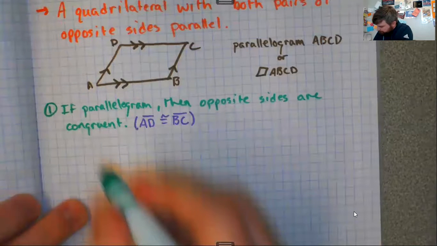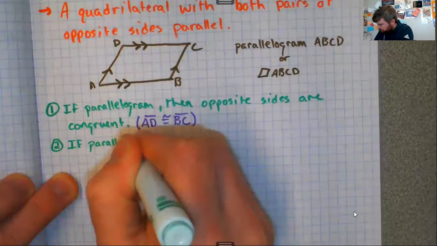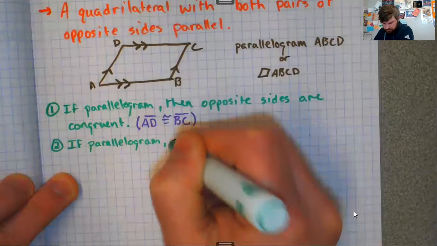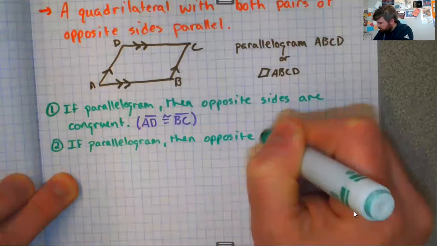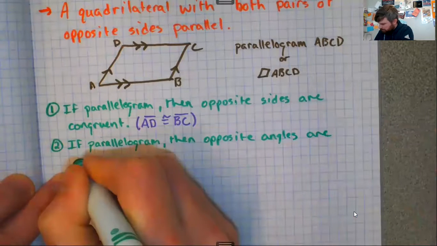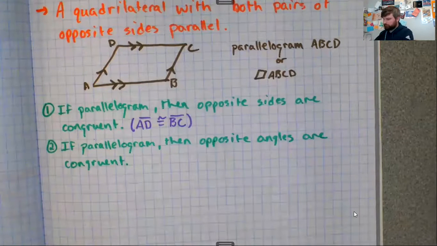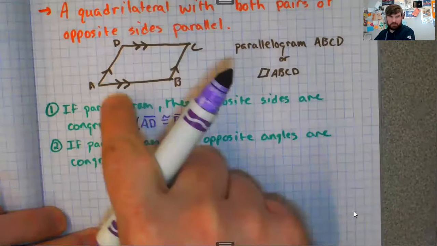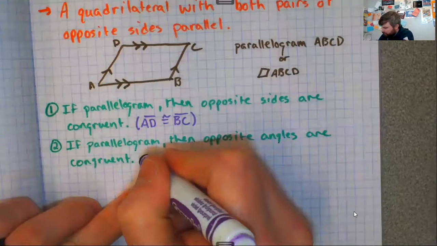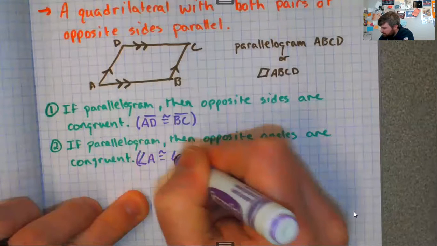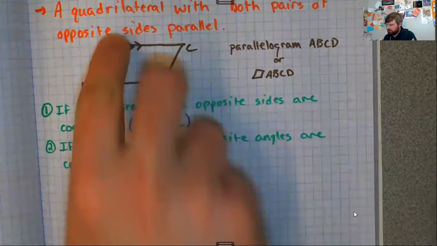Number 2, if you have a parallelogram, then opposite angles are congruent. Okay. So those are angles across from each other. So angle A and C are the same. Angle D and angle B are the same. So angle A is congruent to angle C for one example. So your opposite angles are the same. Your opposite sides are the same.